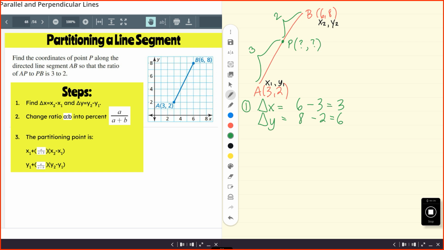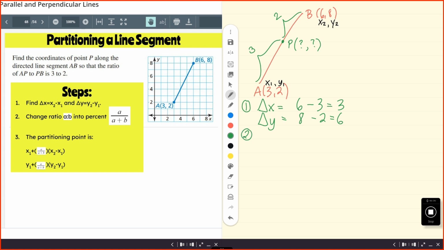So that's step 1. Now let me pause and ask you, do you have questions about step 1? The only possible reason you could get that wrong is if you do it in a different order. Remember, it cannot be interchanged. So you always go ending point minus beginning point. All right? Next, let's do step 2.